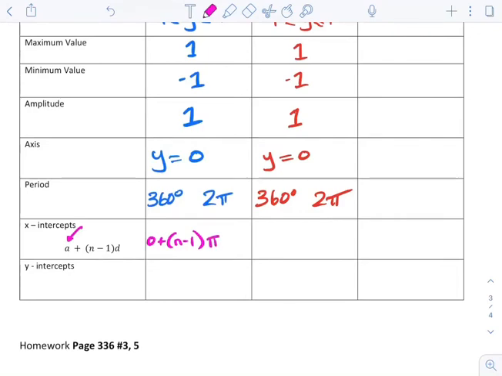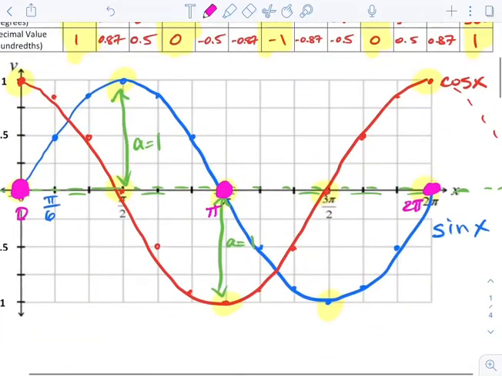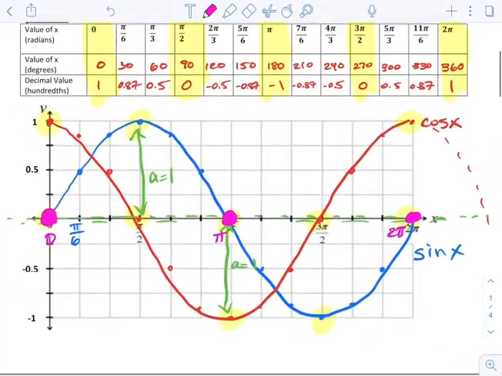Like so. So that would be an expression to show where the x-intercepts are going to be, just using that arithmetic sequence of numbers, which you learned back in grade 11. So let's write the one for the cos graph. So where are these ones?